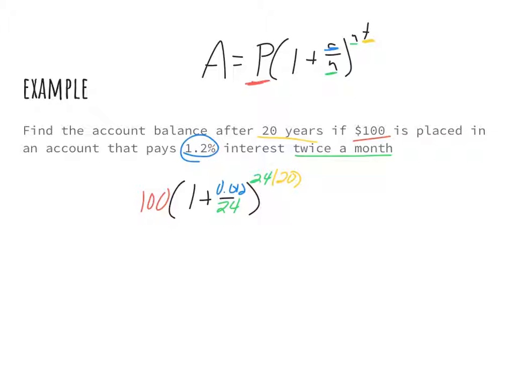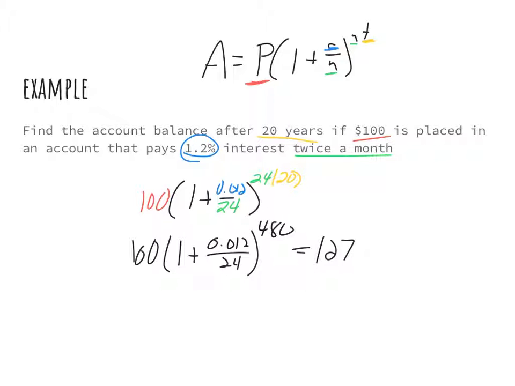So cleaning this up before we type this in, 100 times 1 plus 0.012 over 24. If I multiply 24 and 20 together, I should get 480. So if I type that into my calculator, I should get an answer of $127.12. Again, rounding it to the nearest hundredths because we are talking about money.